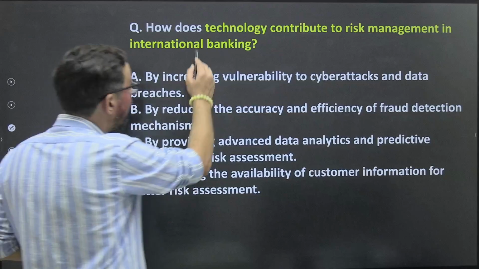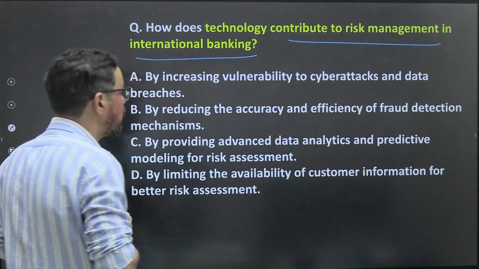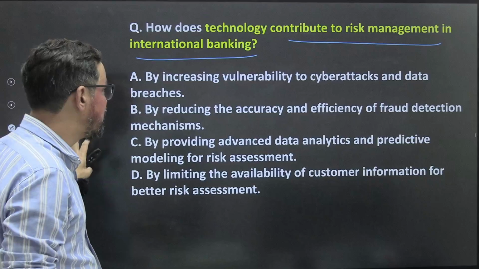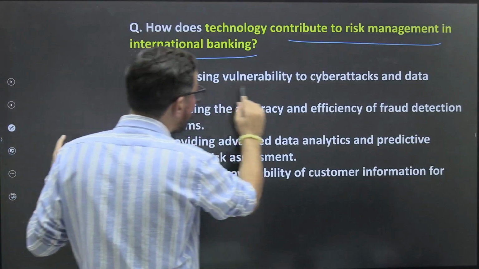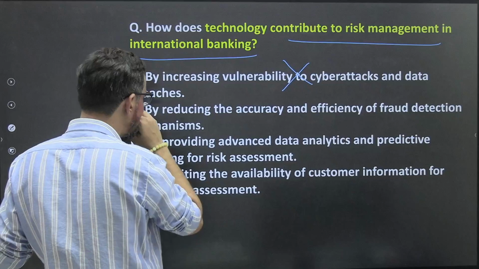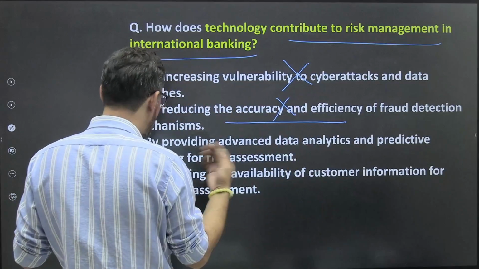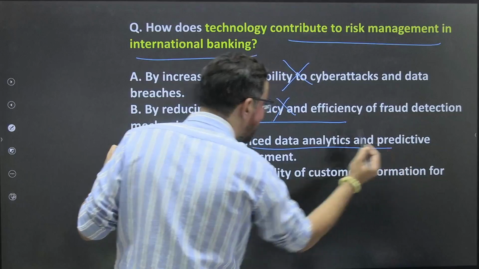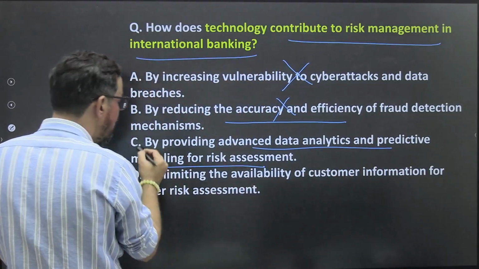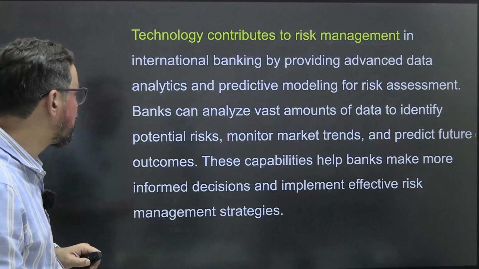Next one, how does technology contribute to risk management in international banking? By increasing vulnerability to cyber attacks, it should have been decreasing, okay. By reducing the accuracy, no. Increasing benefit. By providing advanced data analytics and predictive modeling for risk assessment. So without any doubt, C will be the right answer for this one, okay.